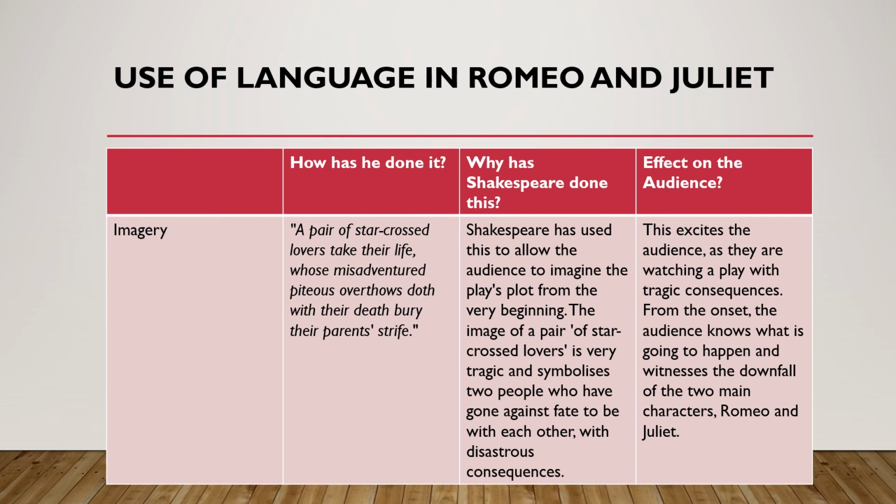A pair of star-crossed lovers take their life, whose misadventured piteous overthrows doth with their death bury their parents' strife. Why has he done this? Shakespeare's used this to allow the audience to imagine the play's plot from the very beginning. The image of a pair of star-crossed lovers is very tragic and symbolises two people who've gone against fate to be with each other with disastrous consequences.